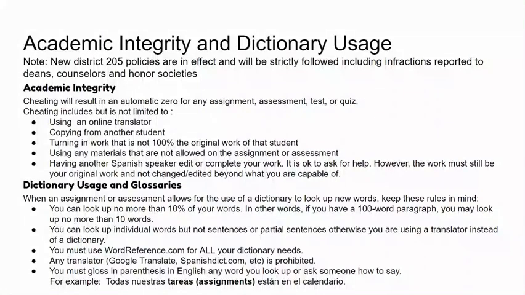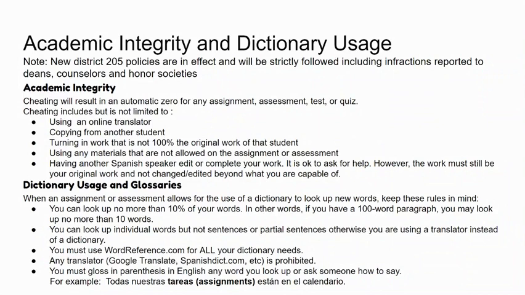As far as academic integrity is concerned, all students and parents should note that there are new District 205 policies in effect that will be strictly followed, including infractions reported to deans, counselors, and honor society. So if a student chooses to cheat in Spanish class, then that could affect them in other areas as well. And everybody must take note that using an online translator or copying from another student or using any materials that are not allowed on that assignment is counted as cheating.